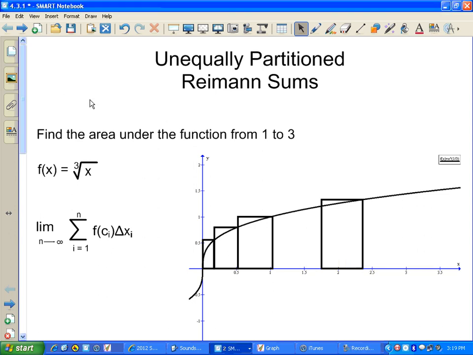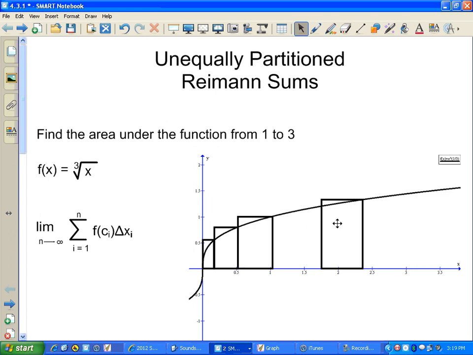The Riemann sums we did before all had the exact same size rectangles. That's not a requirement in order to find a Riemann sum. In certain cases, it's going to be better to have different sized rectangles. One such case is when you're dealing with roots. So I'm going to use a third root and show how different sized rectangles will make finding this Riemann sum easier.